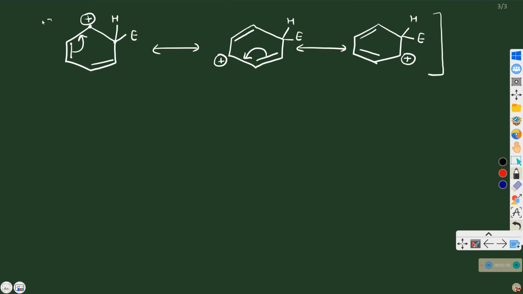You can also show the resonance hybrid in which this positive charge is spread over these carbons, not the carbon on which the electrophile is attached. That's why we show it by not a complete circle. We do not show the complete circle. We show only this much part. We do not include this carbon in the circle. So this is the resonance hybrid.